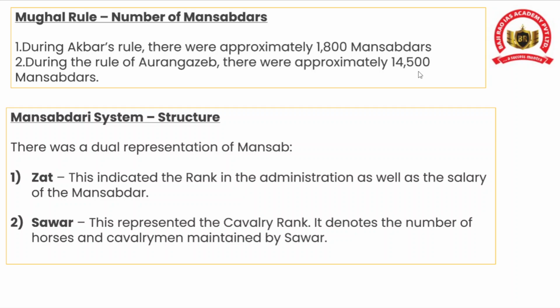Now, if you look at the structure of the Mansabdari system, there was a dual representation of Mansab. Firstly, you can divide the Mansabdari system into Jat and Savar. This is important, please remember. The Mansabdari system is divided into Jat and Savar. Now, Jat indicated the rank of the particular officer.